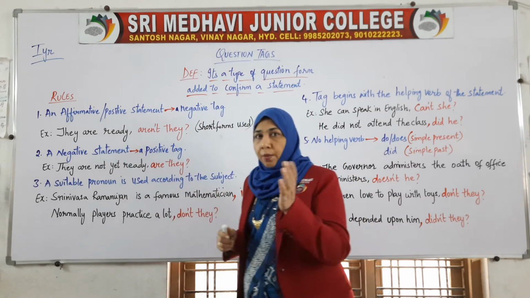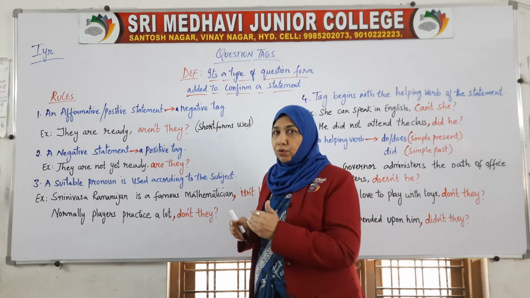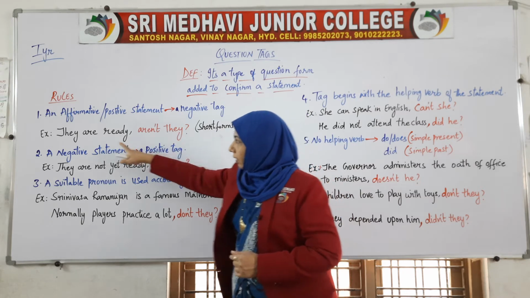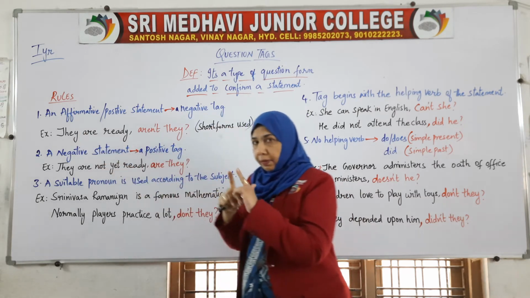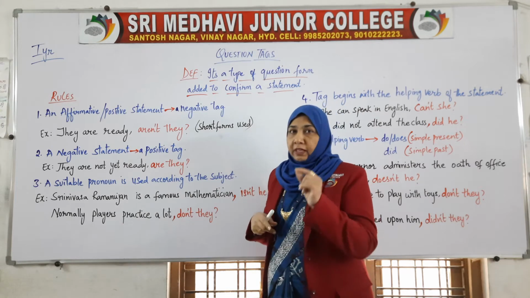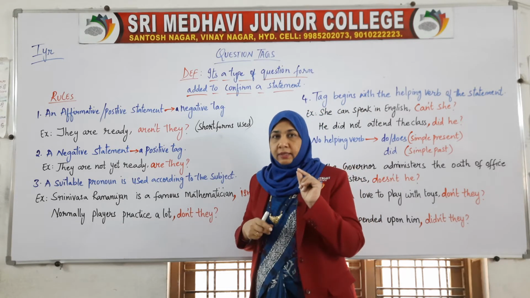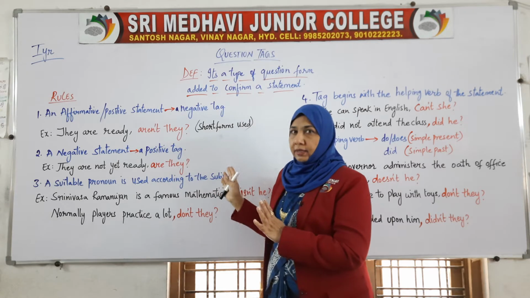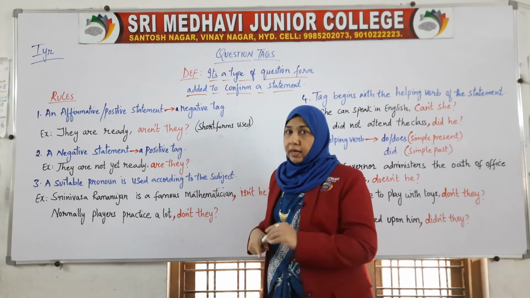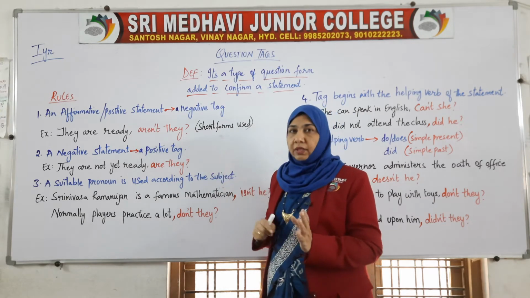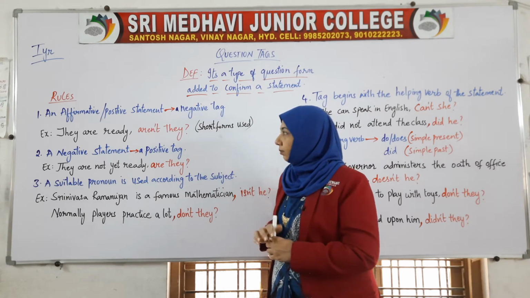They are ready. This is in the positive format, so we have to add the negative question tag. Aren't they? That is "are" plus "n't." The short forms should be used in framing the question tags. So, "They are ready, aren't they?" Then put a question mark. There is a need to put the question mark after the question tags.